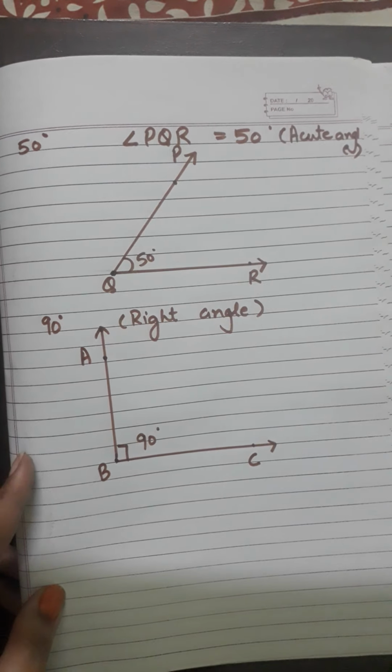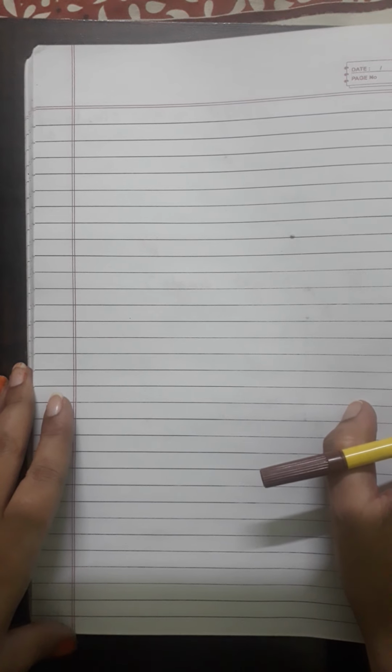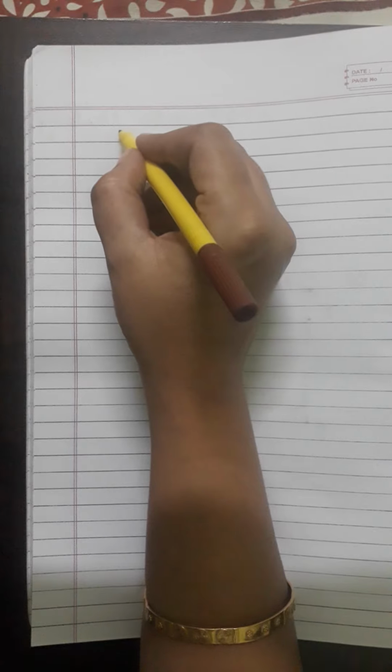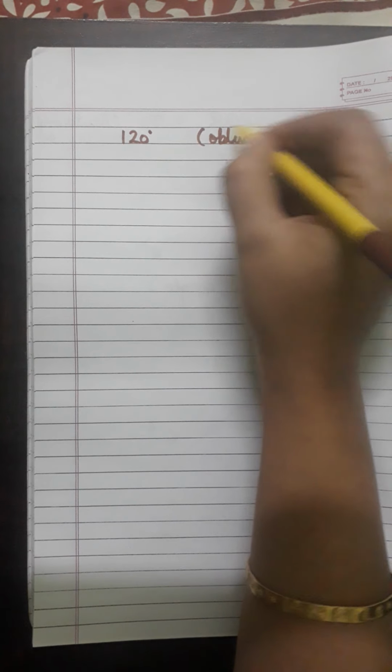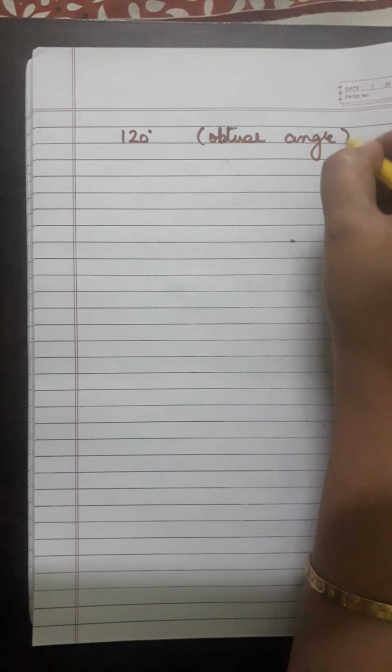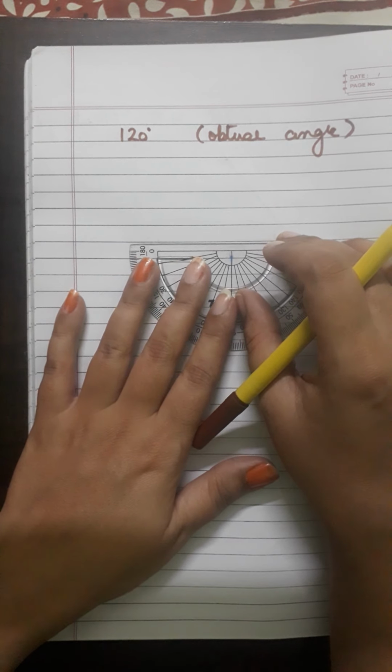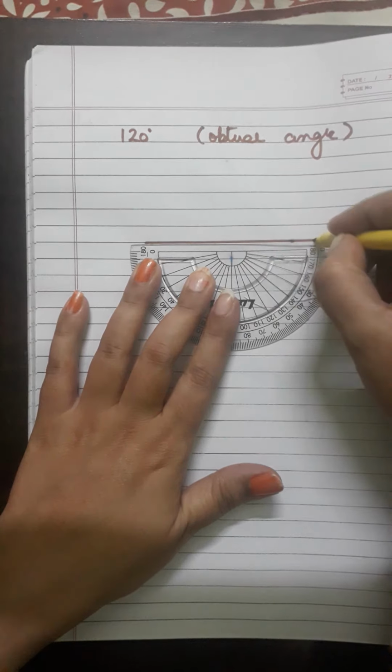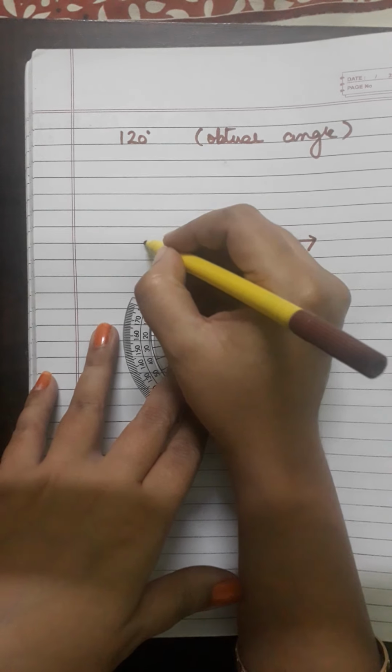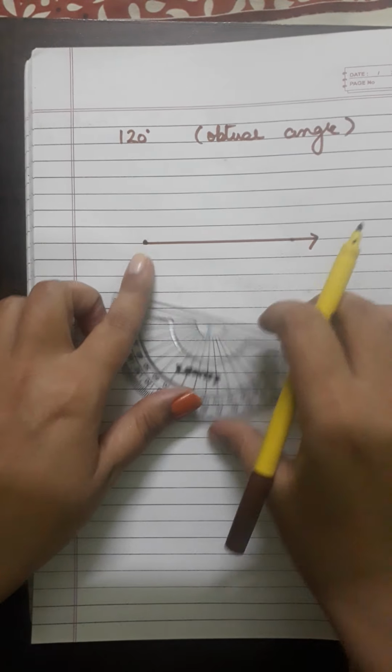Similarly, you can construct your obtuse angles also. Obtuse angles are more than 90 degree and less than 180 degree. So I'll tell you how you can make 120 degree. 120 degree is an obtuse angle. Okay, the procedure is the same. So first of all, we will make a straight line. Okay, we will make a ray, and from here we will point it like this.